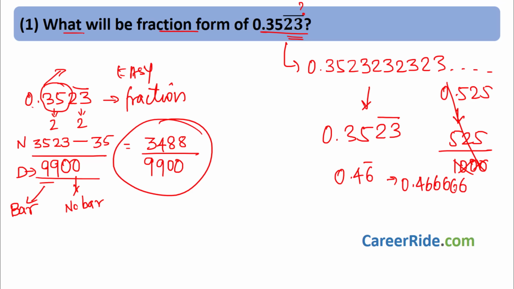It is a very easy trick to convert this kind of number into its fraction form. Just remember this trick.